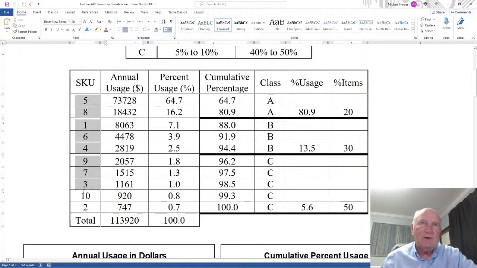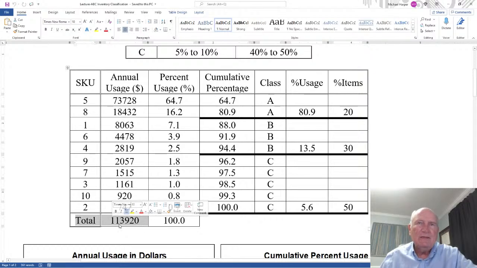So we have all of these SKU items. Suppose we only had 10 SKU items, and these are the SKU numbers. But then we have the annual usage of each one of those SKU items. So what we do is we rank order it. That's why these numbers are not ordered, but the annual usage is rank ordered from the highest to the lowest value. We take the total sum, and then we divide through by the total to get a percent usage. And there's the percent usage.